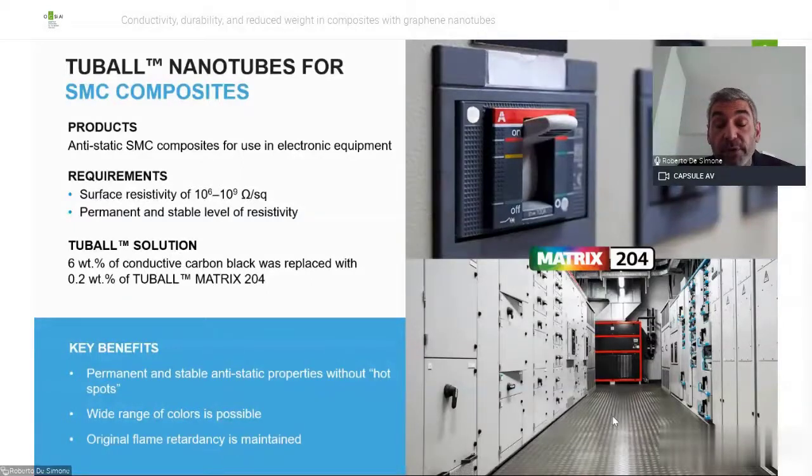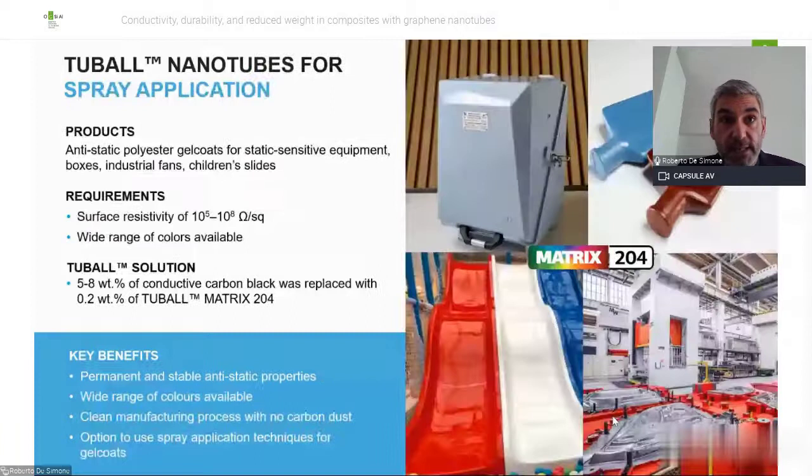So what we can get out from this usage of tubal in the case of electrical conductivity: the main benefit, important to highlight, is the permanent and stable antistatic properties. The properties are stable and permanent during the usage, the life cycle of the system, without any hot spots inside, with a wide range of colors, and obviously you can also keep the original flame retardancy, because tubal does not affect the flame retardant agent inside.